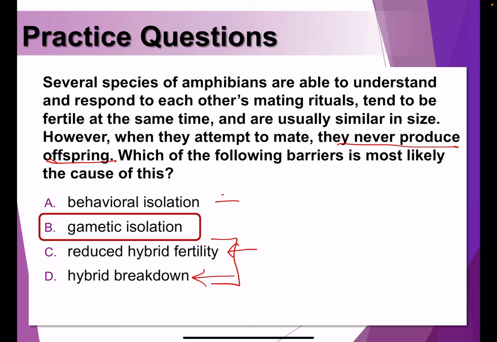Now, behavioral isolation is also incorrect because it was stated in the problem that the mating rituals are the same. They understand and respond to each other's mating ritual. That's why the only one we're left with is gametic isolation.